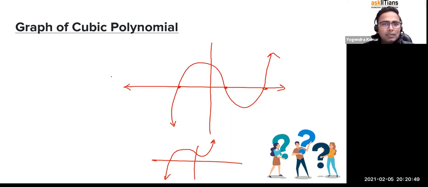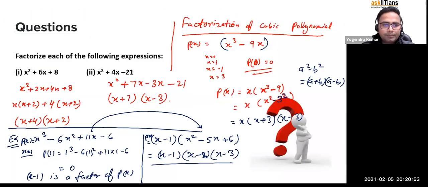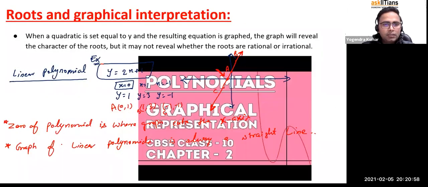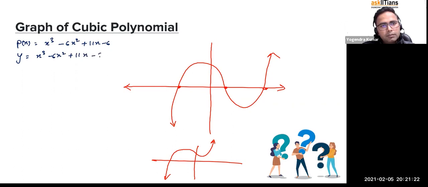Now if I take the example which I did previously, and I want to show you the graph of that, right? Let me rewrite it here and show it to you. The cubic polynomial is x cube minus 6x square plus 11x minus 6, right? This is my cubic polynomial. So first we write y equals x cube minus 6x square plus 11x minus 6.